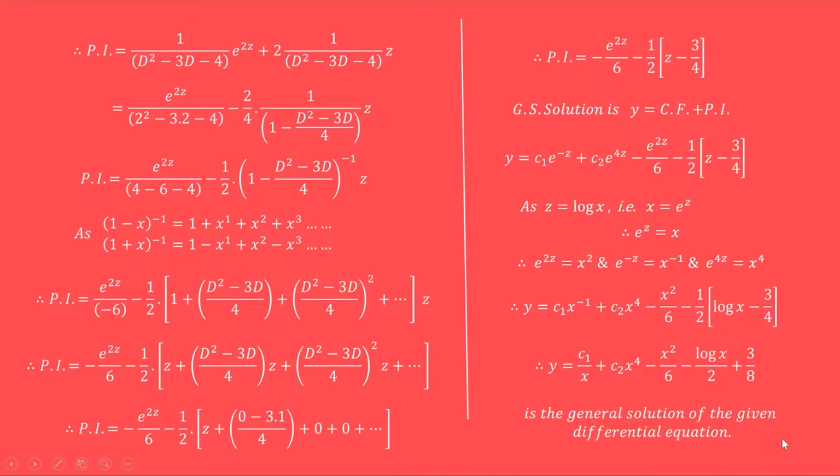homogeneous linear differential equation. We can write this equation like this also. x raised to minus 1 means 1 upon x. So you can see this equation. This is again a relation between x, y and constants. So this is the general solution of the given homogeneous linear differential equation.